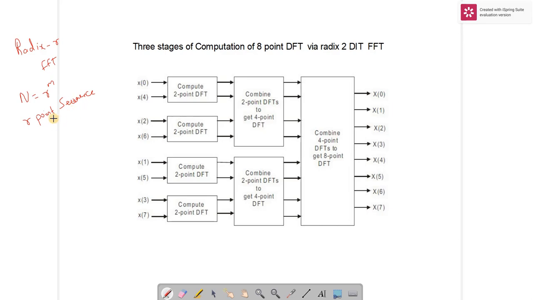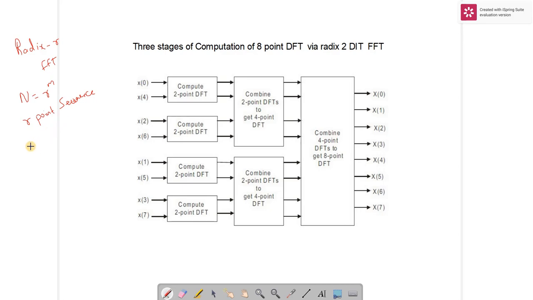For each r-point sequence, r-point DFT can be computed. From the results of r-point DFT, r power 2 point DFTs are computed. From the results of r power 2 point DFT, r power 3 point DFTs are computed, and the process goes on till it reaches r power m point DFT. This FFT algorithm is called radix-r FFT.